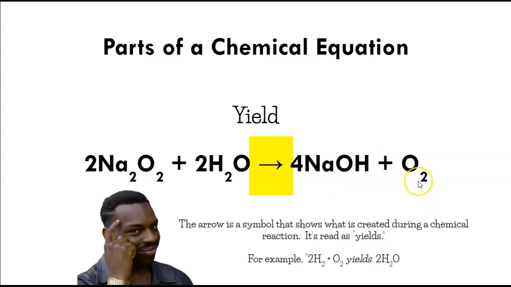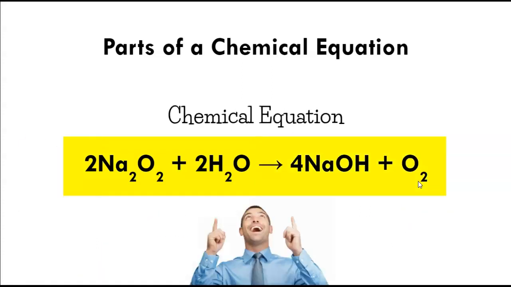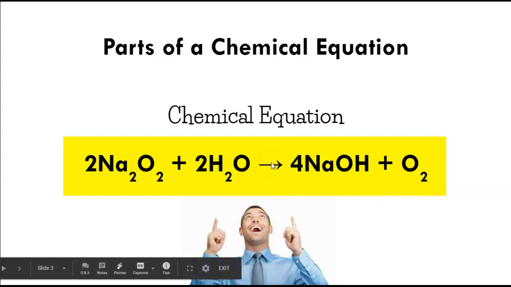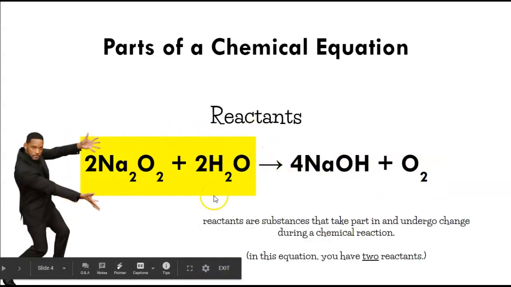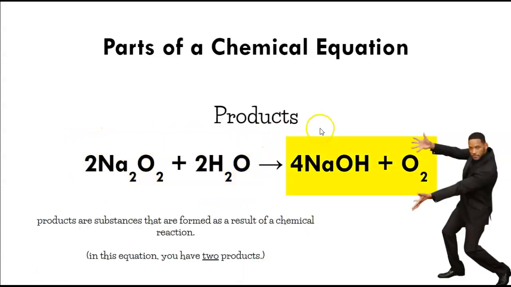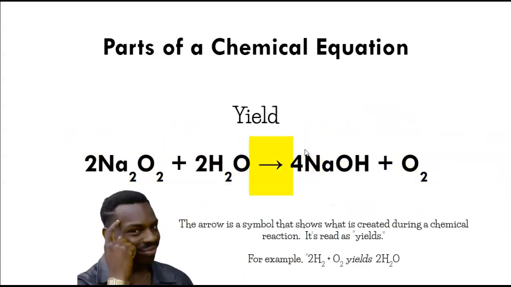And that's it. So let's review. This is a chemical equation. It shows us, written out, what happens in a chemical change. It shows us what we started with, our reactants, and what we ended with, our products. The arrow in the middle is the yield symbol, and it shows us how the substance is transformed.